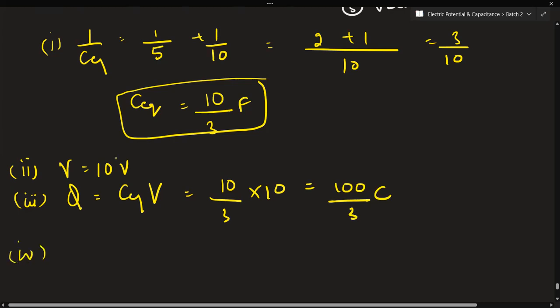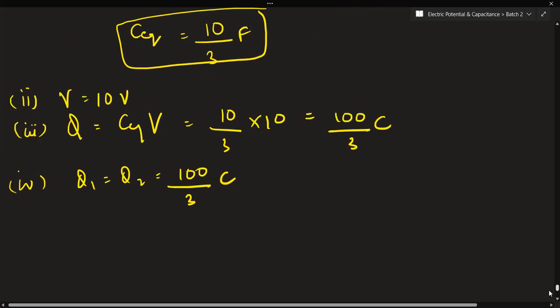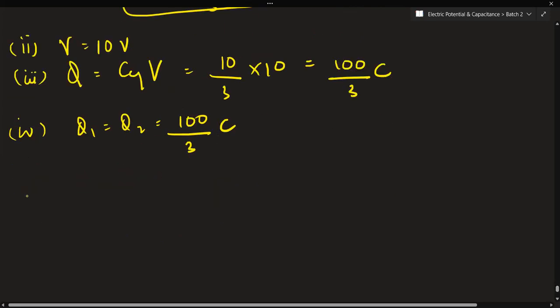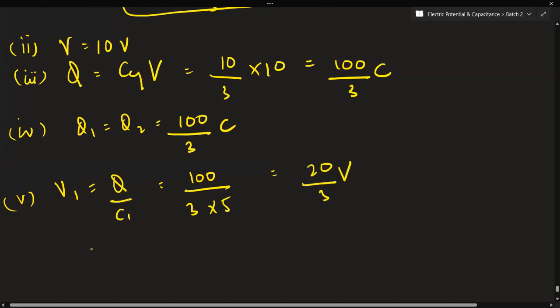Now for the fourth part. Fourth part was asking you charges across each of them. In case of series combination, charges remain the same. So Q1 will be equal to Q2, which will be equal to 100 by 3 coulomb. See, this was a very easy question. Quickly, all your parts were getting solved. And the fifth part was voltage across each. So V1 will be charge divided by C1. This will be charge is 100 by 3. C1 is 5. So this becomes 20 divided by 3 volt.